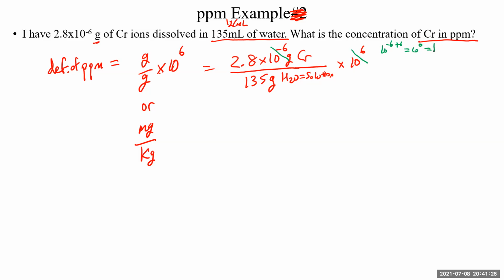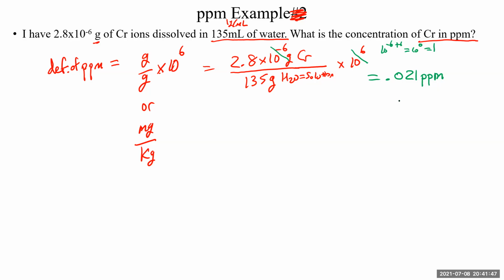You don't have to cancel them out. You can type it all in and you'll see it works out just the same way. We end up with 0.021. So our final answer is 0.021 parts per million. Actually, if we wanted to, we could do this in parts per billion.